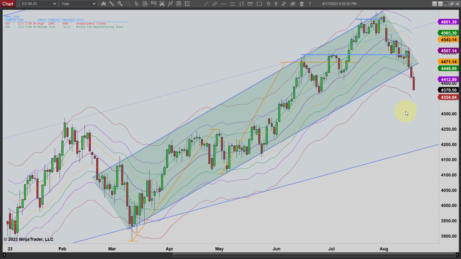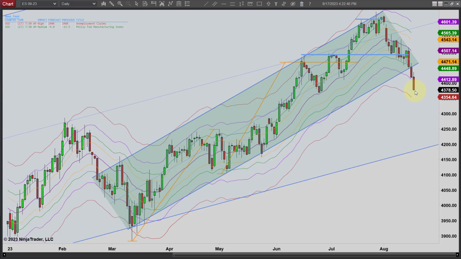But here's a quick look at our daily chart, and you can see we're starting to get into oversold territory here. We did break that trend line. We just kind of went straight on through it. Two bearish days in a row to close much lower. So, we'll see what tomorrow brings.